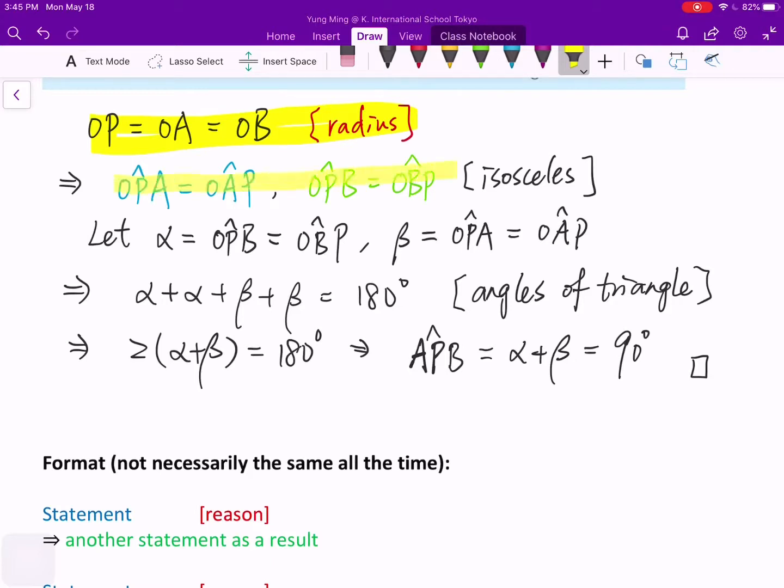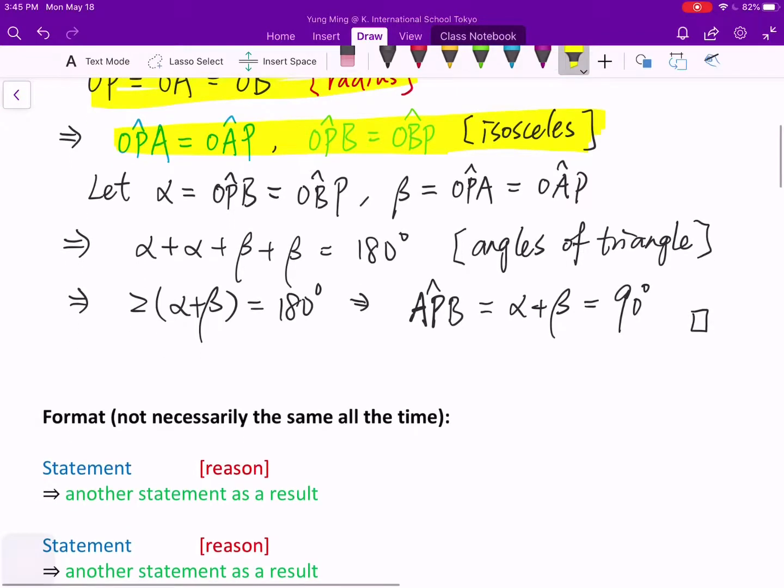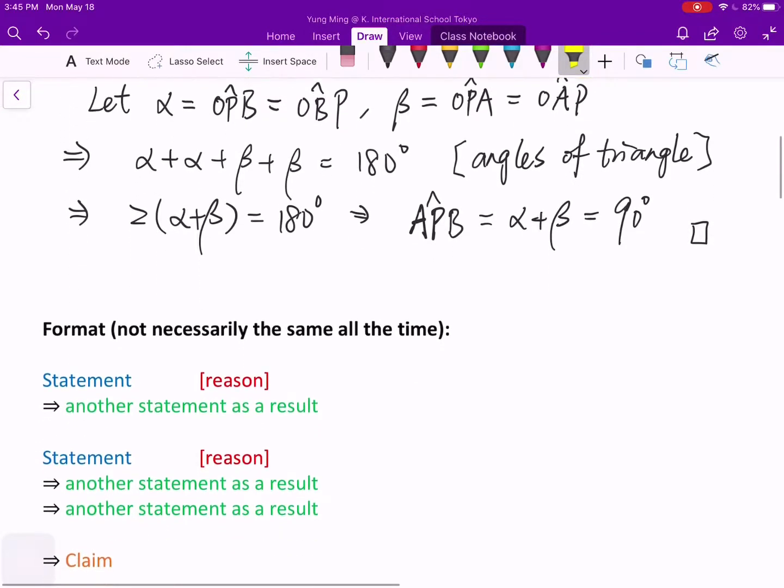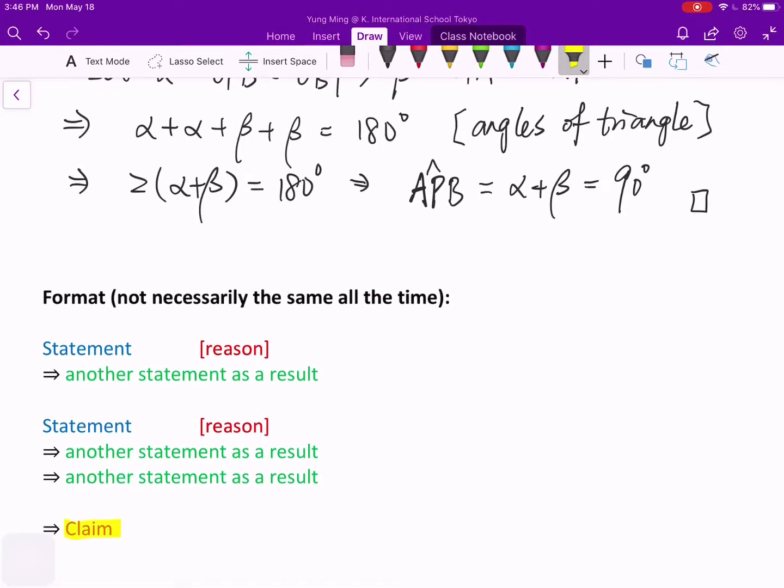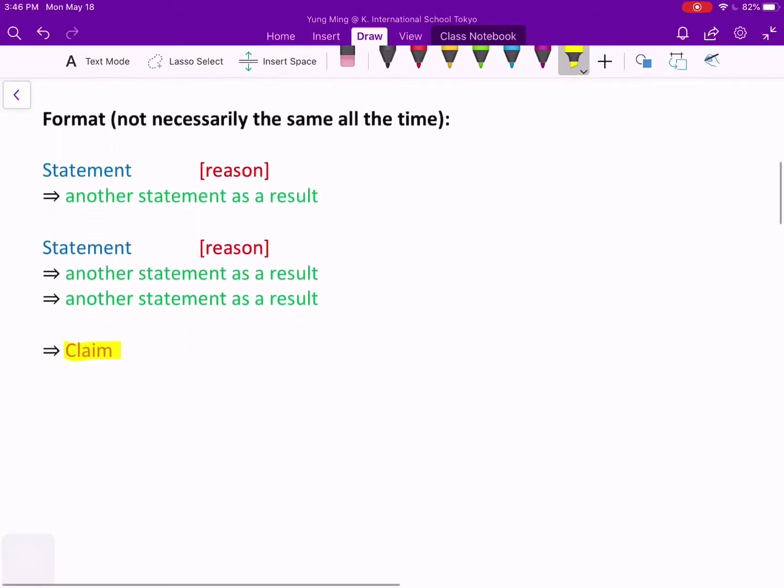So for example, in this line over here, I'm having another result. Sometimes you may or may not have another reason followed by that. And then you probably will have another statement, and then maybe some other statements as a result. Once you finish collecting all the evidence, you put them together and you put your final claim. In this case, my final claim is this equals 90 degrees, which is exactly what we're trying to prove. And if you can get to there, that means you're done with your proof. So basically, this is the format that we'll be following for our proving in the next following days.